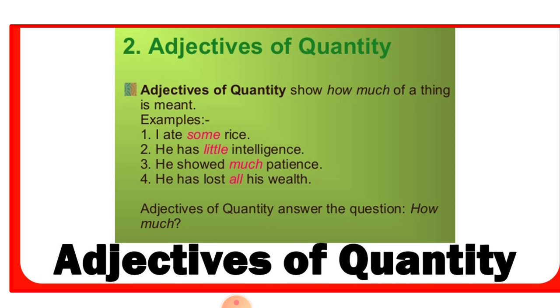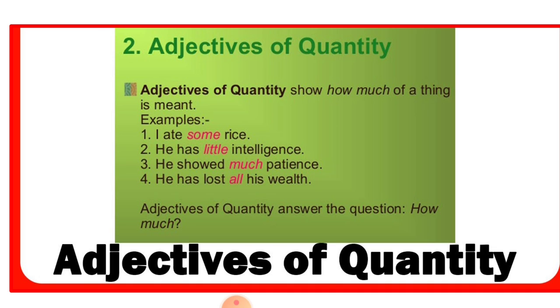Next category is adjectives of quantity. Now what are they? Adjectives of quantity show how much of a thing is meant. They tell us about the quantity of that particular noun. I ate some rice. He has little intelligence. He showed much patience. He has lost all his wealth.